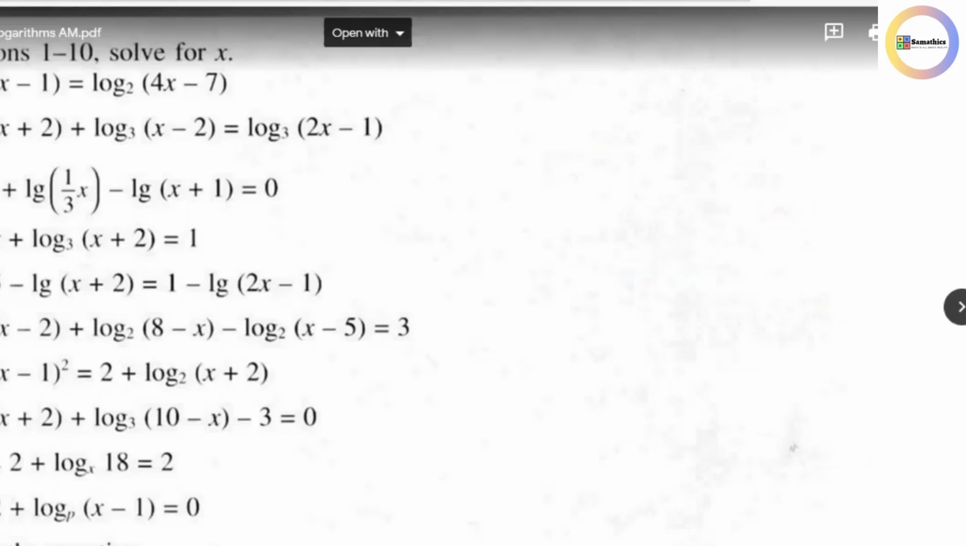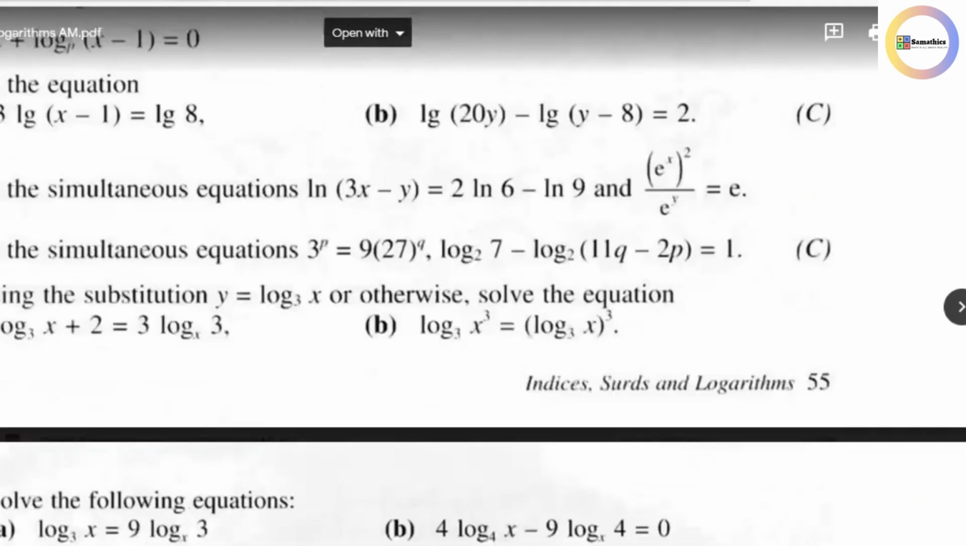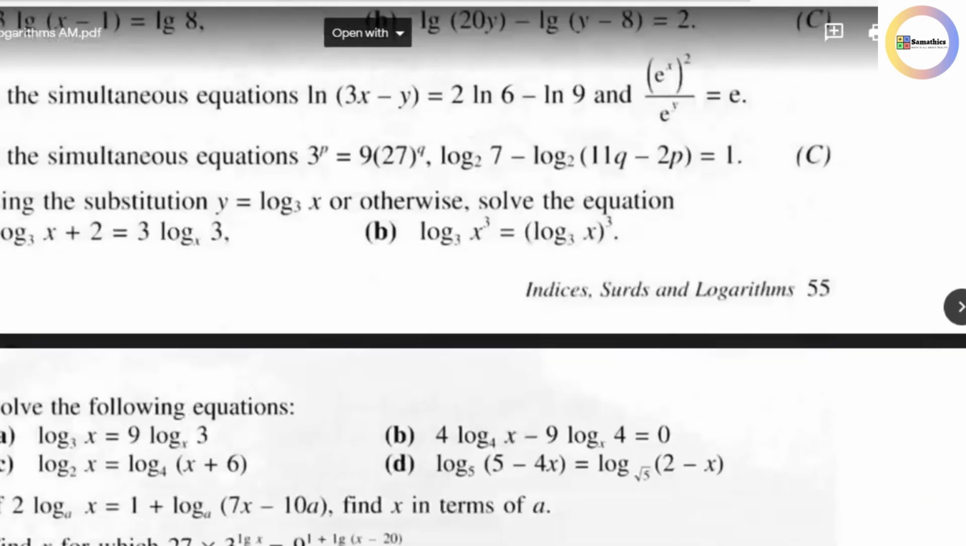We have the next question. Solve the simultaneous equations: ln (3x minus y) is equal to 2 ln 6 minus ln 9 (ln y), and another equation is this one. There are two equations given, right? You must understand which are the two equations. This whole is one equation and another one is this equation, and you have to solve them simultaneously. So what you have to do, you have done simultaneous equations in indices as well.